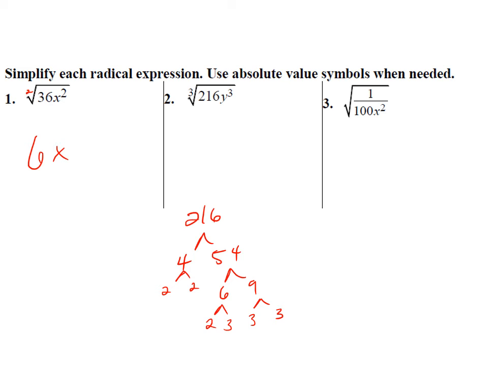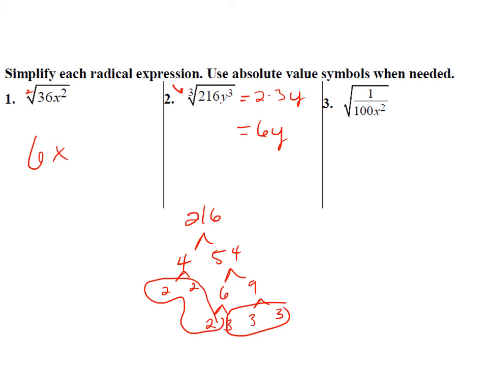And now I'm going to look for my groups of 3s. And the reason why is because my index is 3. That's one group. Another group. So cube root 216 is 2 times 3. 3 divided by 3 is 1y. And so we end up with 6y as our answer.